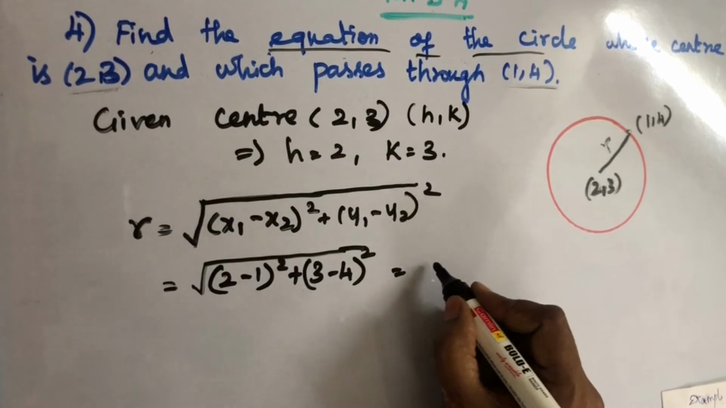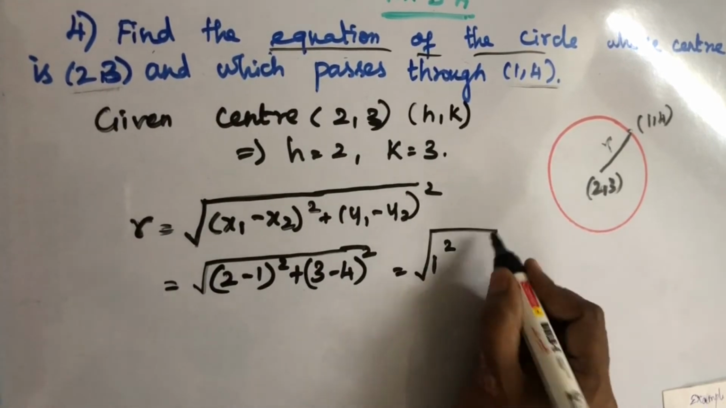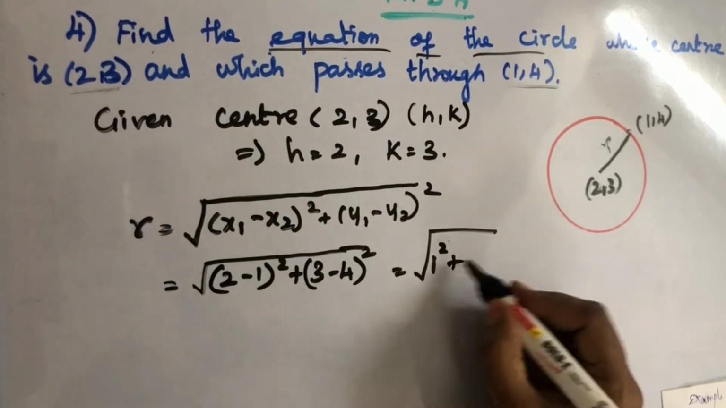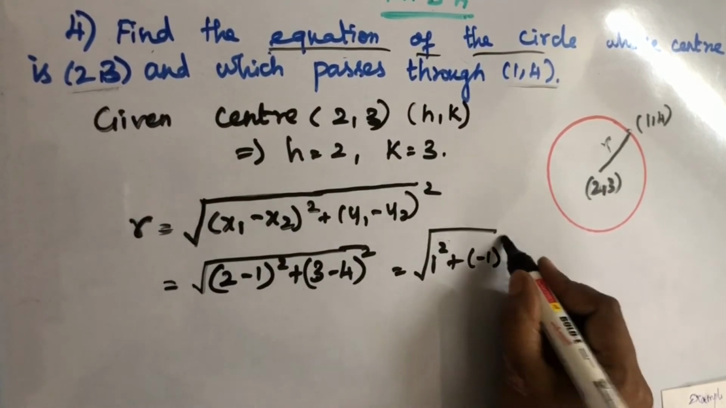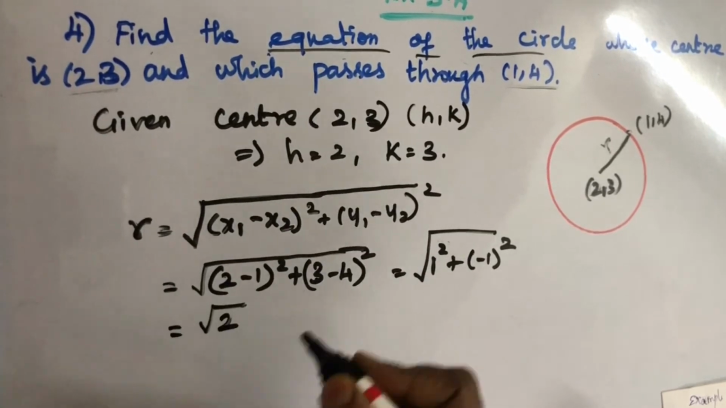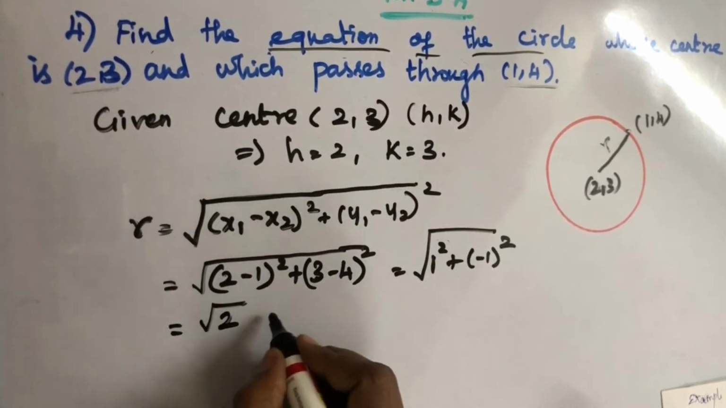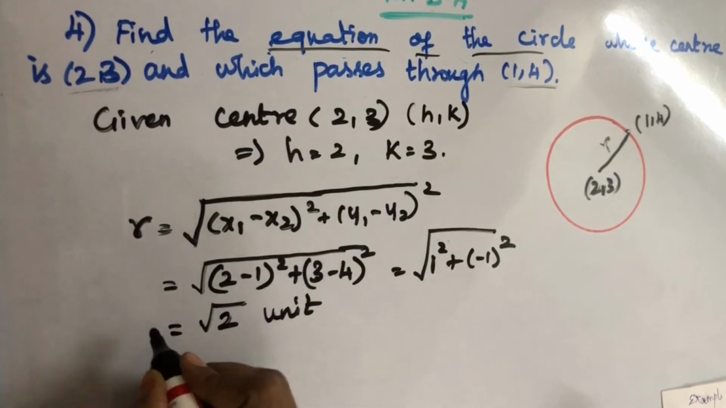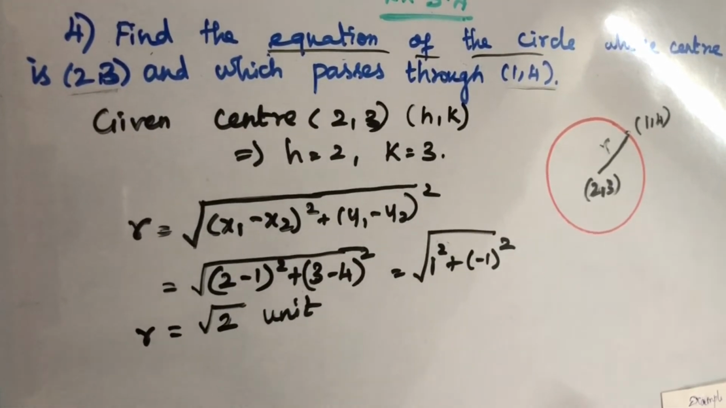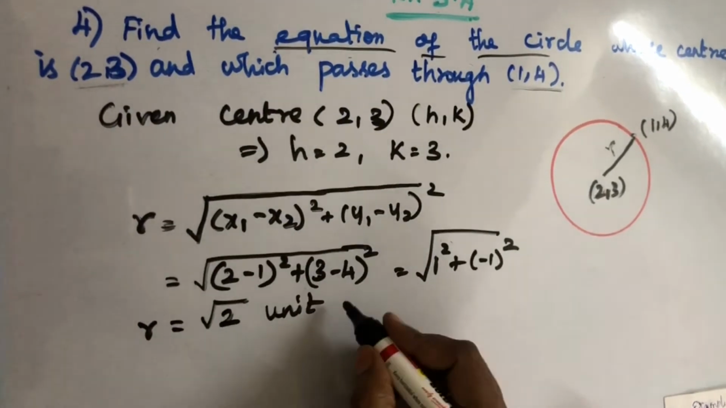So, what is 2 minus 1? It is 1, and 1 square. Similarly, 3 minus 4 is minus 1, the whole square. So, 1 plus 1 is equal to square root 2 units. R is equal to root 2 units. 1 plus 1 is 2. So, the radius is square root of 2, root 2 units.